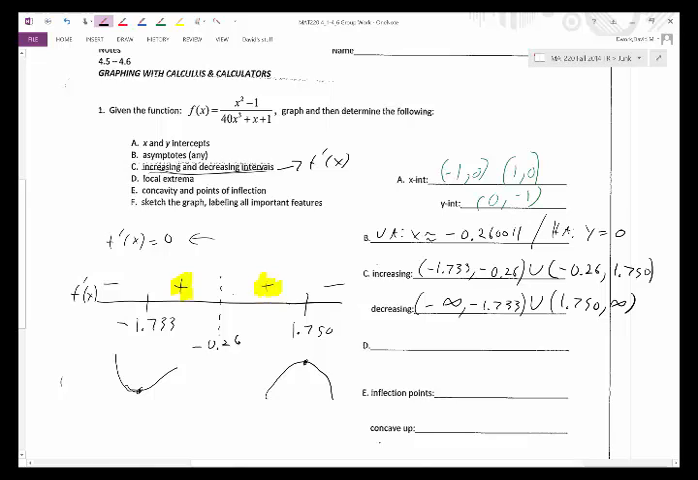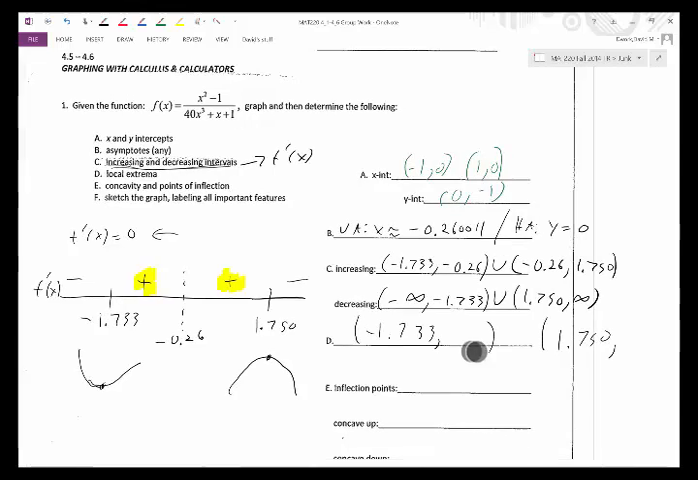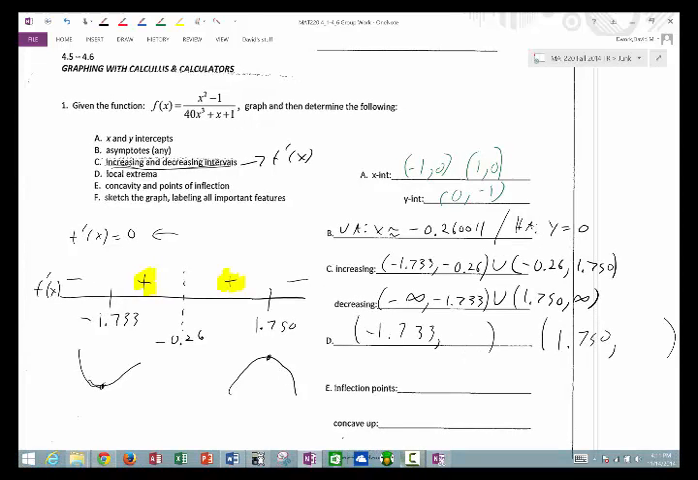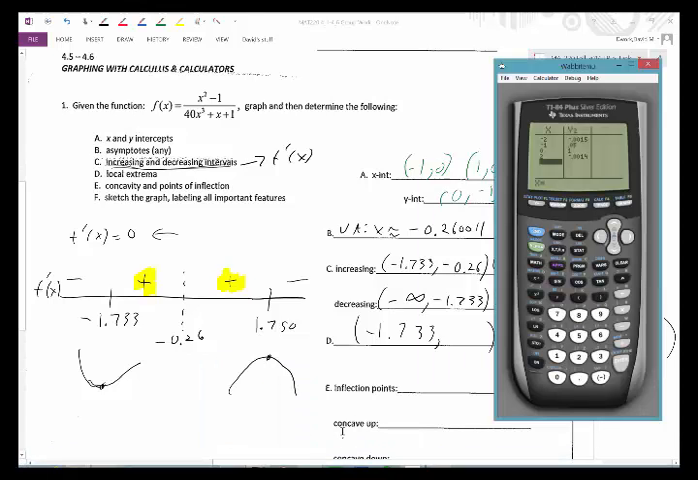So therefore for my local extrema, I'm going to go ahead and say I know the x value is negative 1.733 comma something, and then I know my y value. My other x value would be 1.750 for my max, and I'm going to put the y value there. And how we can get those is using our graphing calculator again.